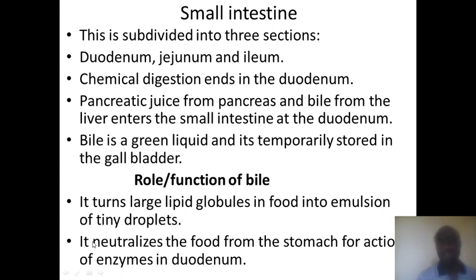Also, bile neutralizes the food from the stomach for easy action of enzymes. You know that by the time food leaves the stomach, it has already been mixed with hydrochloric acid, so it is acidic. Yet the enzymes that work in the duodenum cannot work in acidic media. So bile helps to neutralize the food and turn it alkaline, so that the enzymes in the duodenum can act on the food.